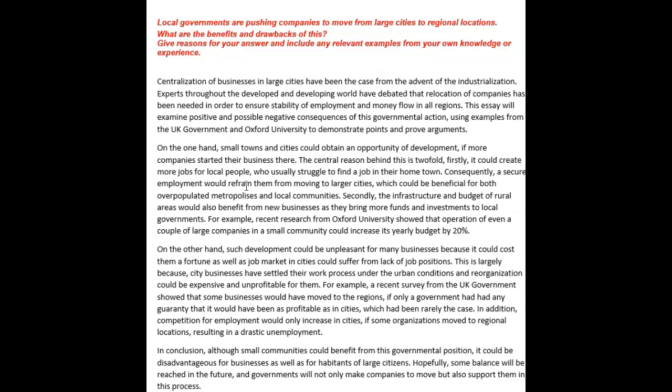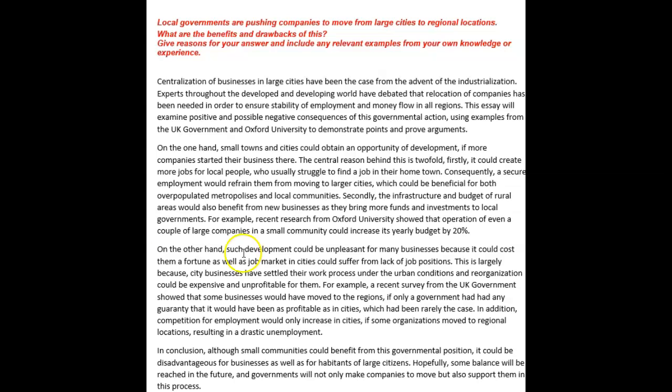For example, recent research from Oxford University showed that operation of even a couple of large companies in a small community could increase its yearly budget by 20%. This is lovely. It's a good paragraph. Well done. On the other hand, such development could be unpleasant for many businesses because it could cost them a fortune, as well as the job market in cities could suffer from lack of job positions.